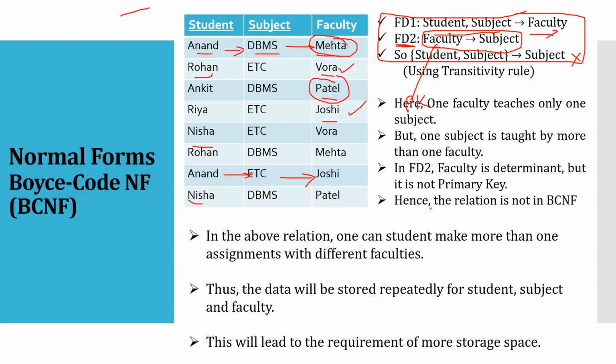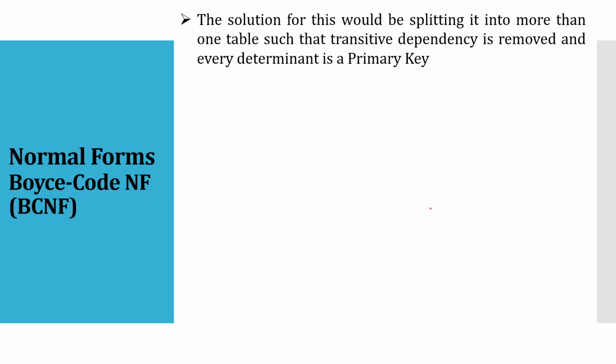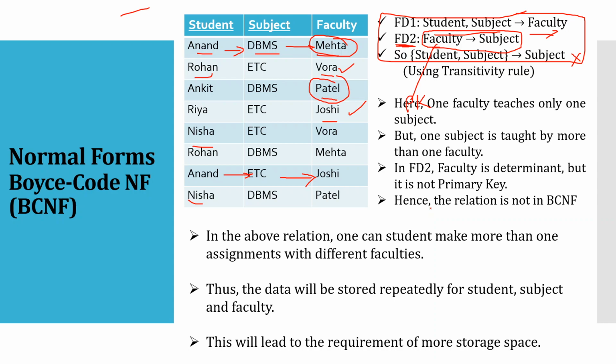Okay, so now what can be the possible solution to convert this table into BCNF? So let's take an example. The solution for this would be splitting it into more than one table such that transitive dependency is removed and every determinant is a primary key. So what we are going to do? We are going to remove this transitive dependency first of all, which is not actually required in the table, and then we will check that each and every determinant is a primary key.